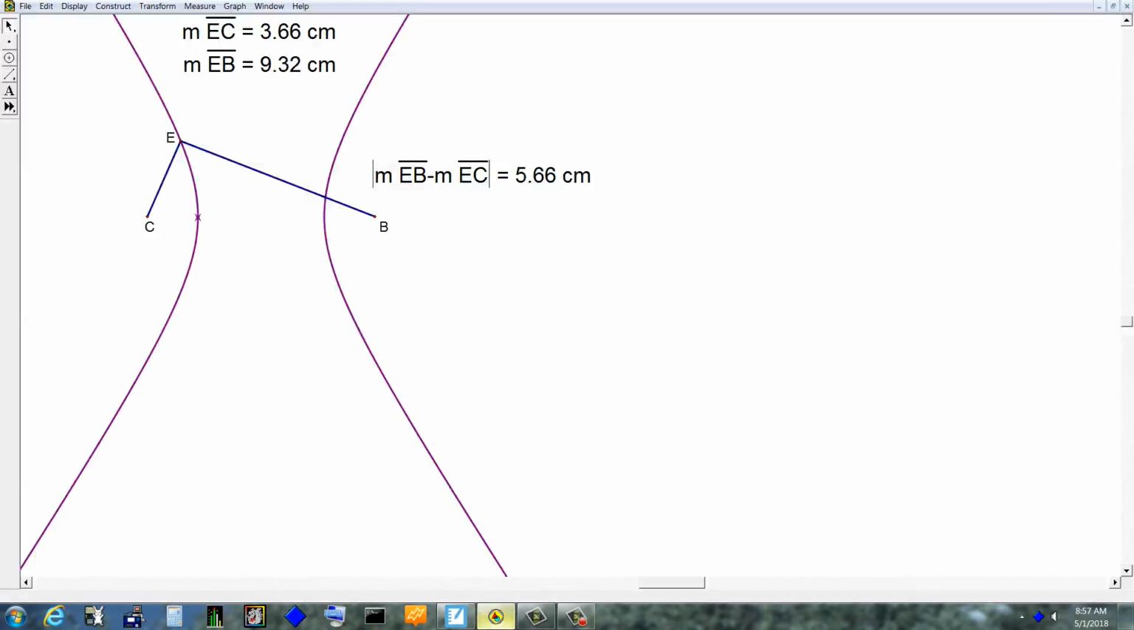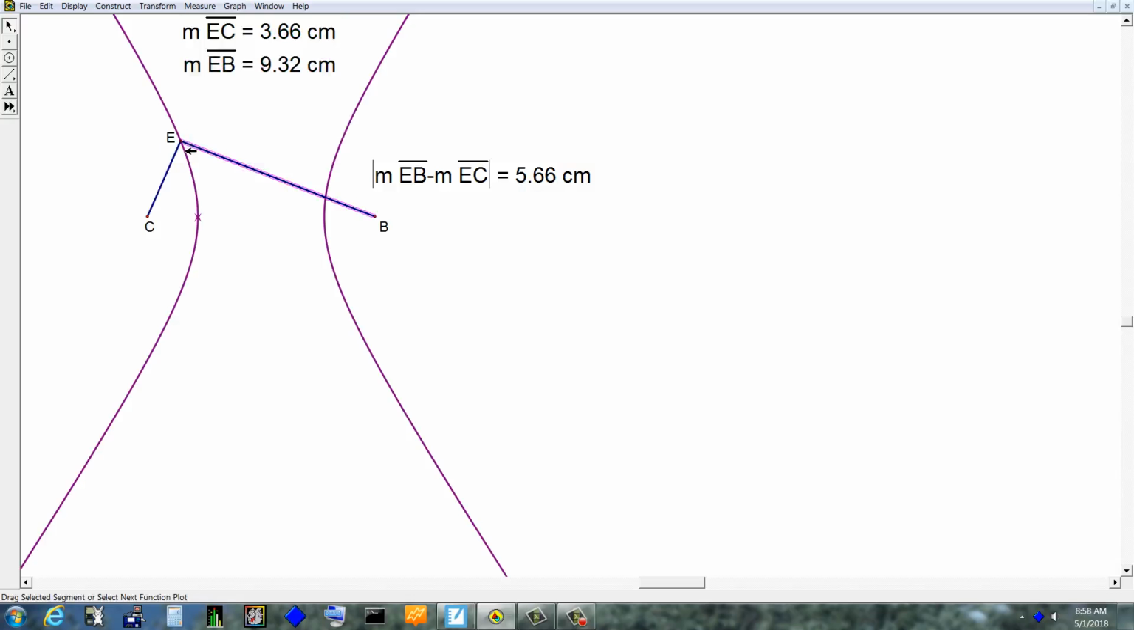All right, so here's a hyperbola. It has two parts to it. They're not called parts. I'll tell you what they're called in a minute. And point E is a point that I can drag on the hyperbola. As I drag it, the length of segment EC is going to change and the length of segment EB is going to change. But if you subtract the two, in this particular hyperbola, it comes out to 5.66. It'll always come out to 5.66 in this one. In other hyperbolas, it'll come out to something that's the same, but it might not be 5.66.